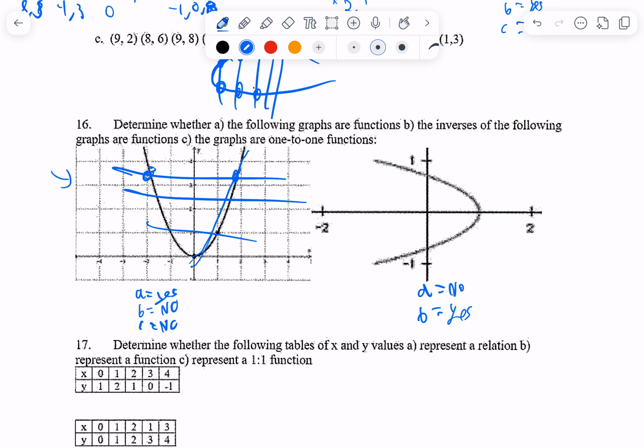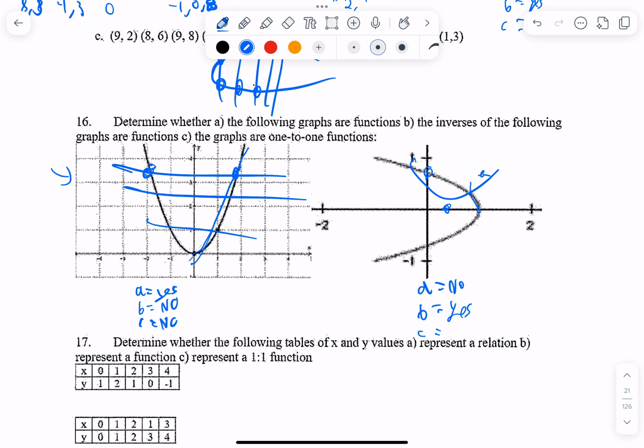Because, look at this. The inverse would be something like that. I don't know, I can't draw it. But it would be if you find the inverse, because it'd be on the y's. So since the y's are like that, yeah, because it'd be something like this, which is a function.